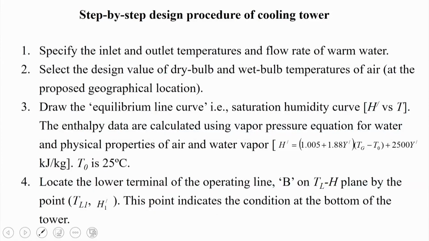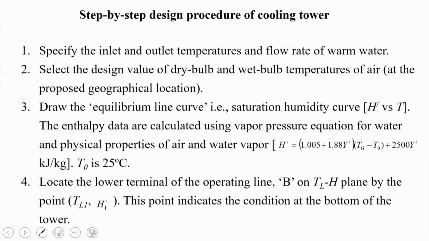Then we have to select the design value of the dry bulb and wet bulb temperature of the air. It is entirely dependent on the geographical location, so it will change from one location to another. Then we need to draw an equilibrium curve, that is the saturation humidity curve, H prime versus T. The next slide will show how to draw this equilibrium curve.